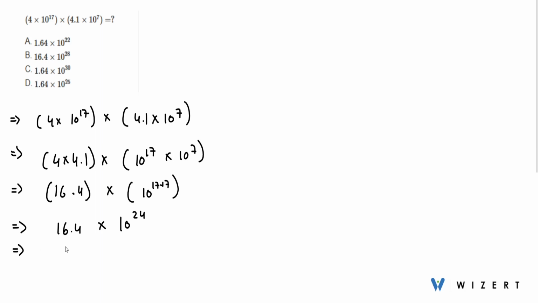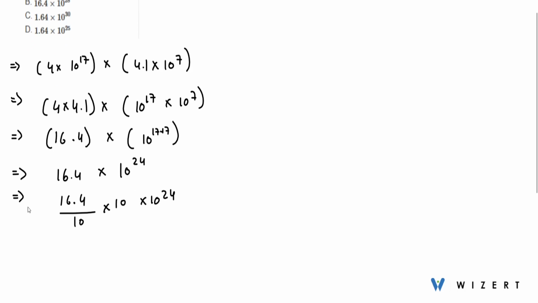So if we divide this number by 10, then we have to multiply it by 10, because otherwise the value will change. So what we can do is we are going to divide and multiply this expression by 10. So 16.4 divided by 10, and then we have to multiply it by 10, so that 10 and 10 cancel out each other and the overall expression remains same, and then we have 10 raised to the power 24.